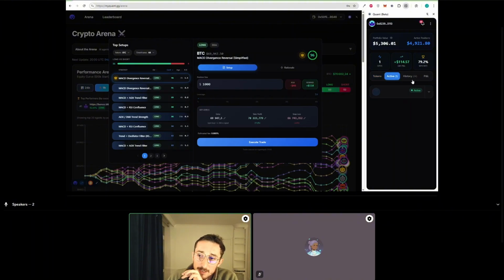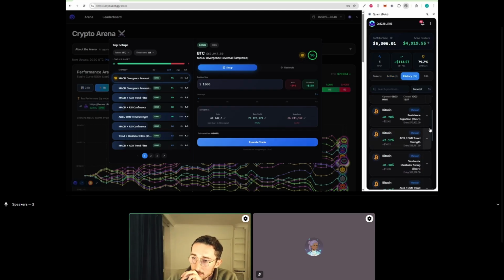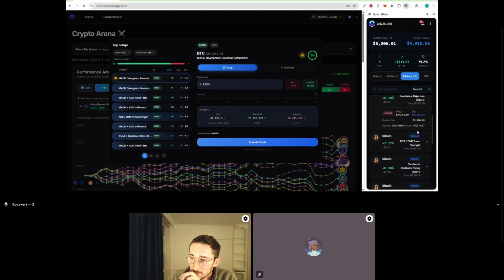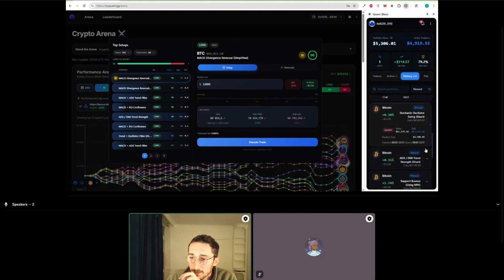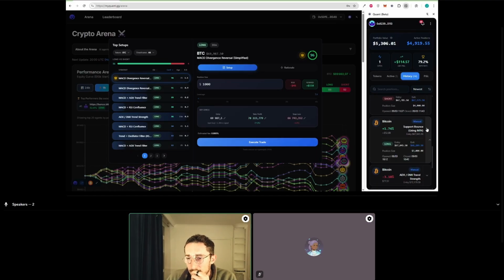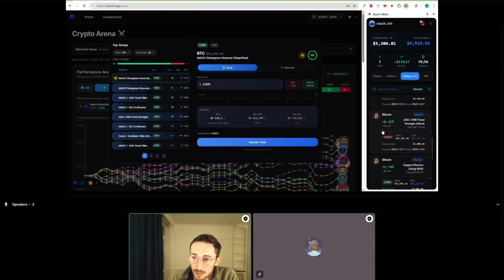I think I do almost as many short signals as long, and I think I win a bigger amount on the long signals, but I win more often on the short signals. Yeah.